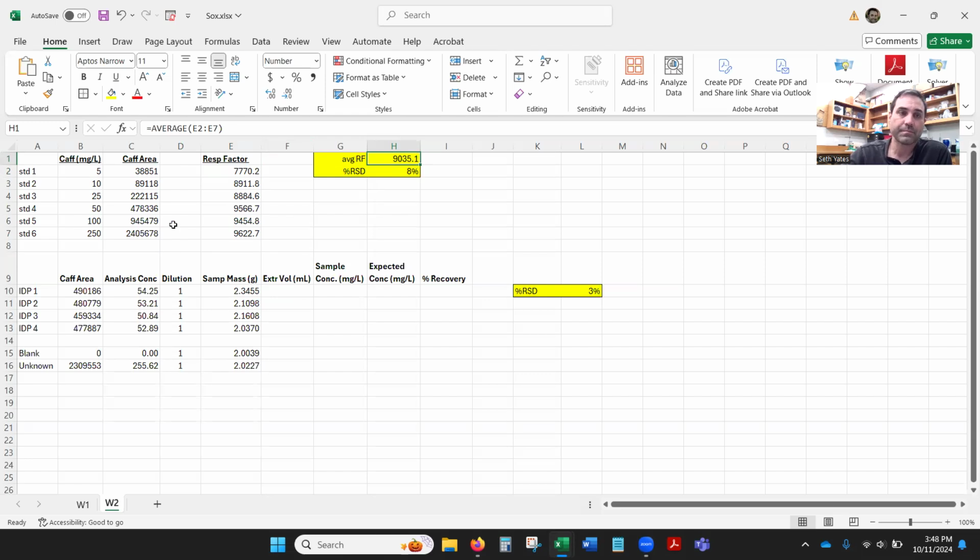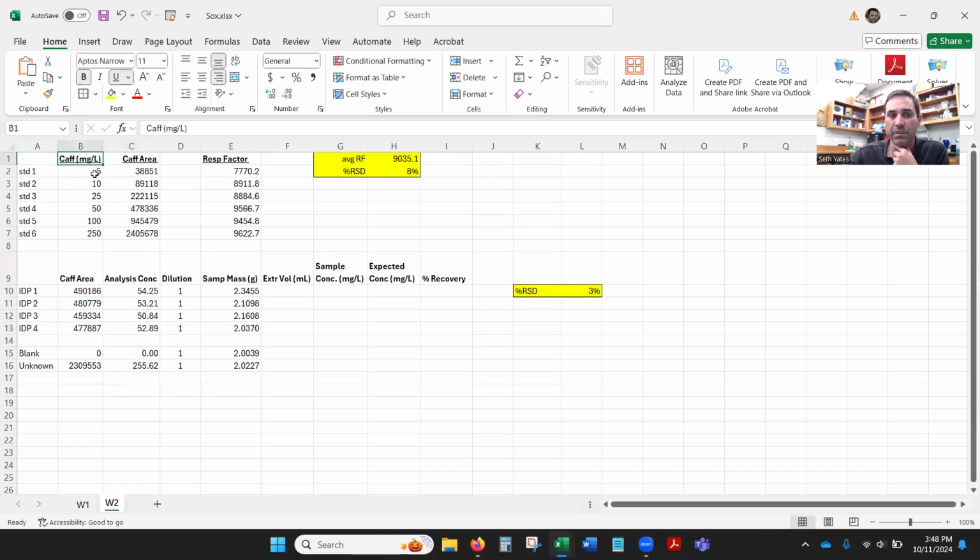Then we use that average response factor. We analyze the IDPs and the blank and the unknown. And we use that caffeine area that was recovered divided by the average response factor to get us an analysis concentration. Now, this is the concentration of what we analyzed, which was in the little vials that were submitted.